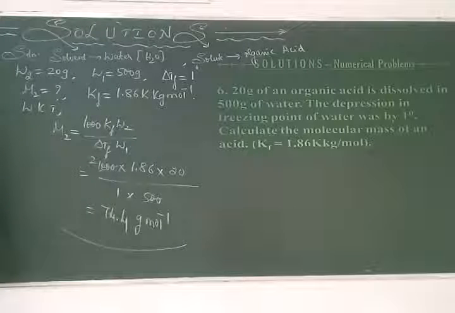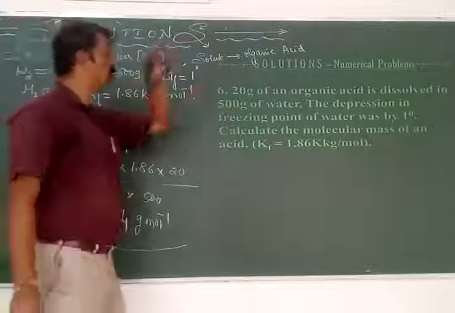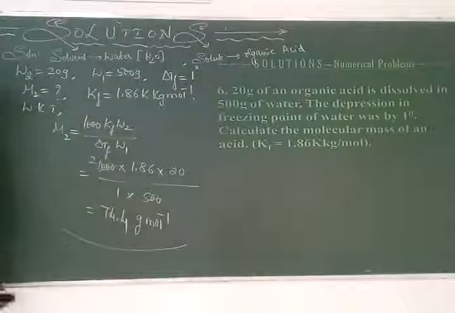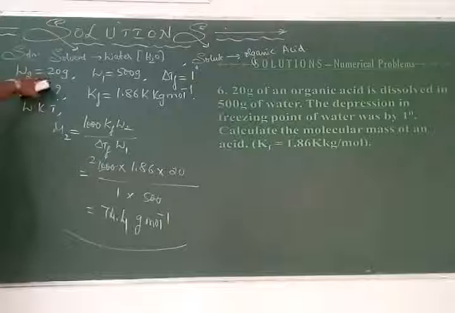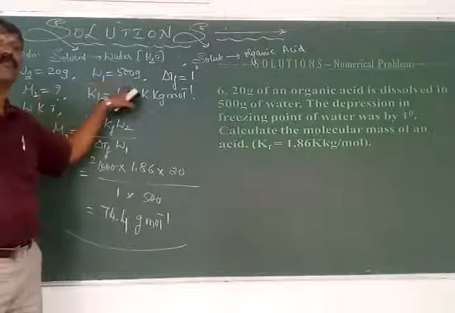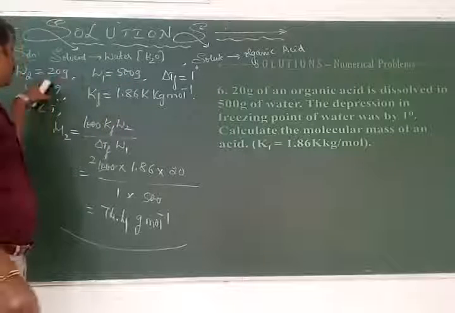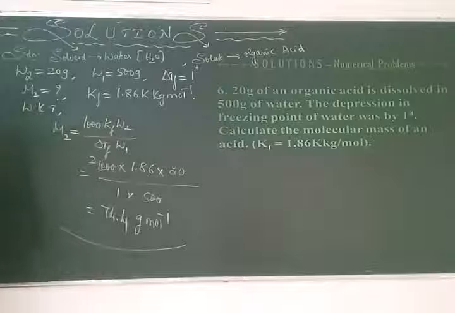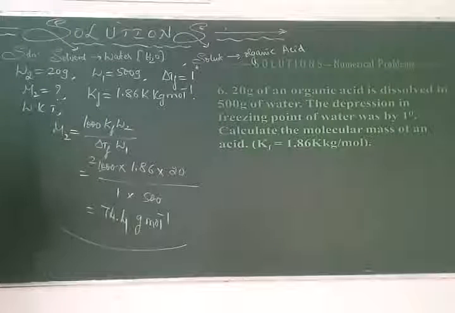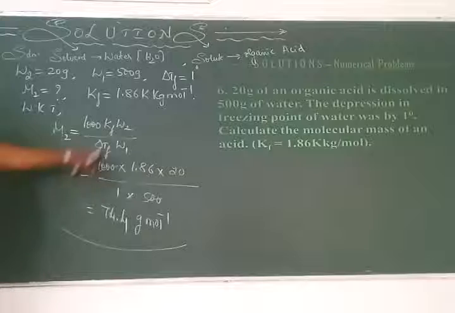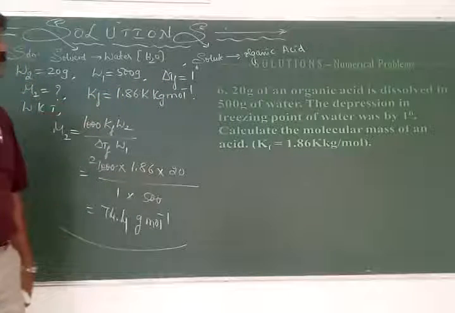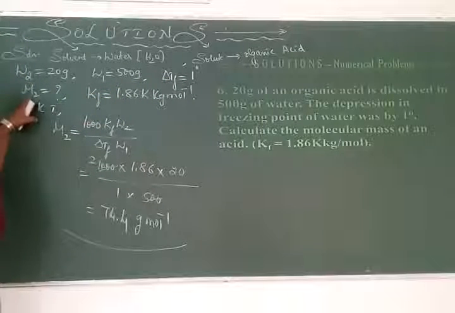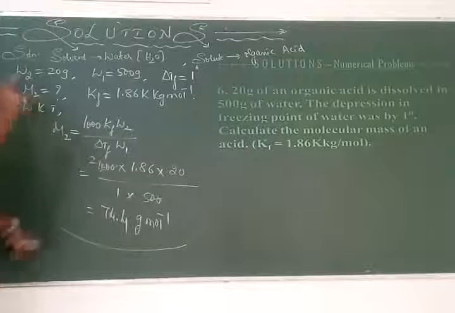It is the molecular mass of an organic acid, which is acting as a solute. A solute is an organic acid and a solvent is pure water. How many grams of acid have we added here? 20 grams of an organic acid is dissolved in 500 grams of water. Means W2 is equal to 20 grams and W1 is equal to 500 grams. If this be the case, the depression in the freezing point is found to be 1 degree. Directly delta Tf is given as 1. We have to calculate the molecular mass, and he has also given the value of Kf.